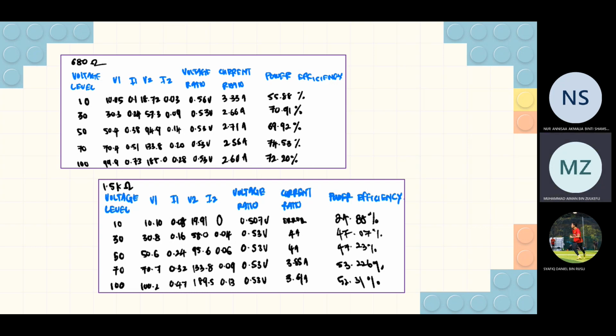and power efficiency 53.226%. 100 voltage level, we get V1 100.2, I1 0.47, V2 189.5, I2 0.13, voltage ratio 0.53, current ratio 0.61, and the power efficiency for voltage level 100 is 52.31%. So we move to the analysis for experiment 2.